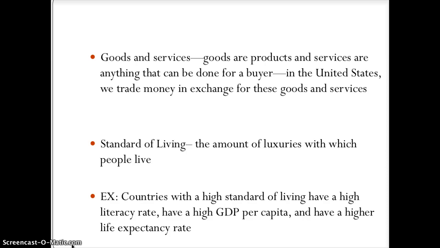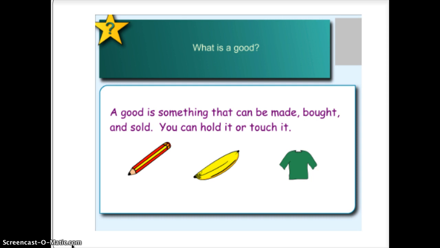So we'll start with the definition here. Goods and services are products and services, anything that can be done for a buyer. In the United States and most advanced economies, you trade money in exchange for goods and services. So what is a good versus a service?